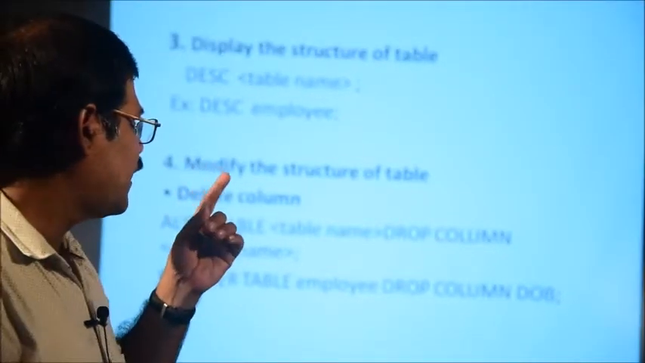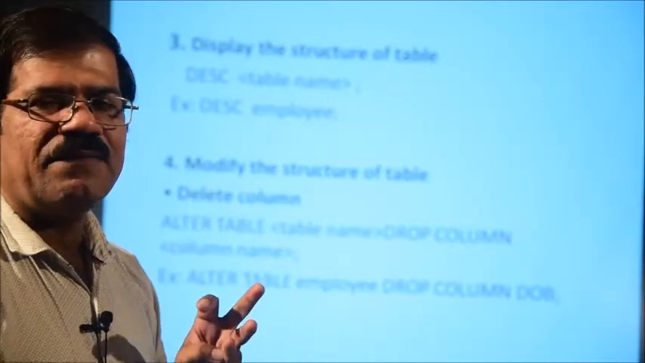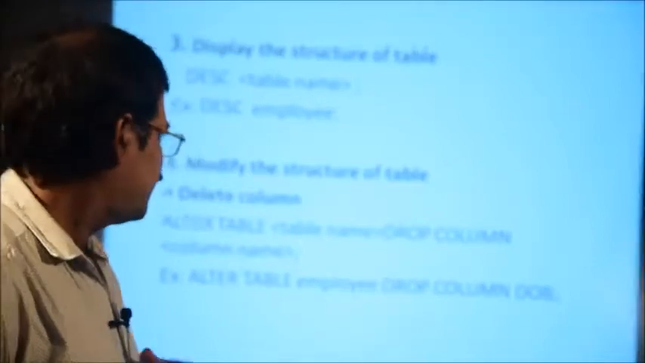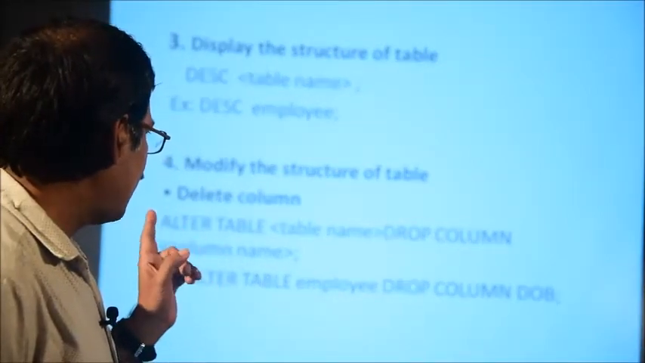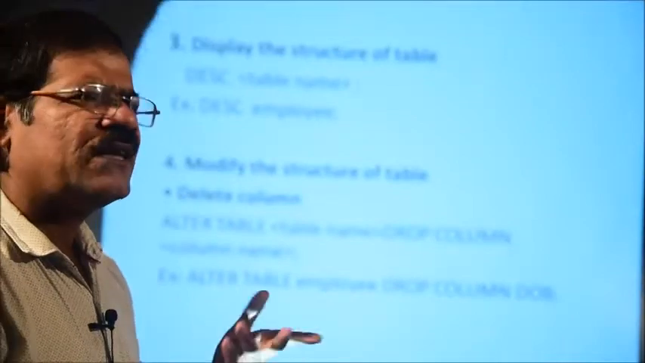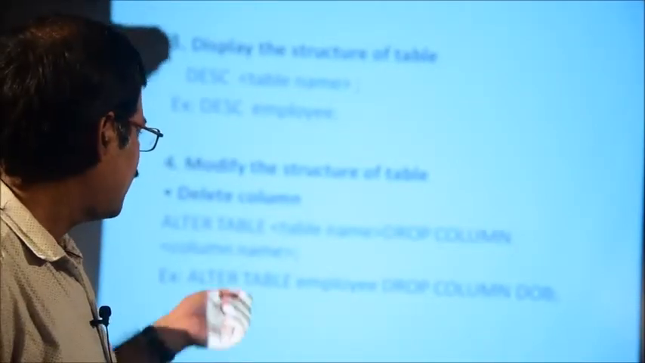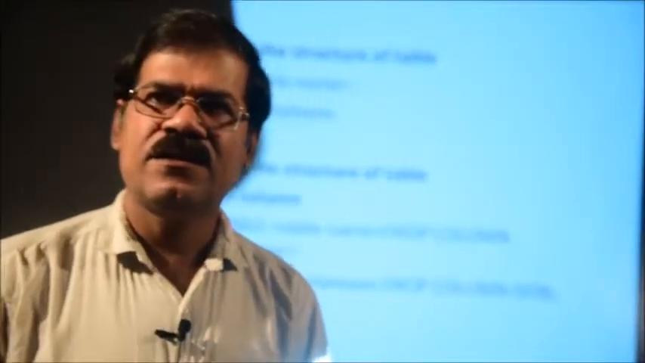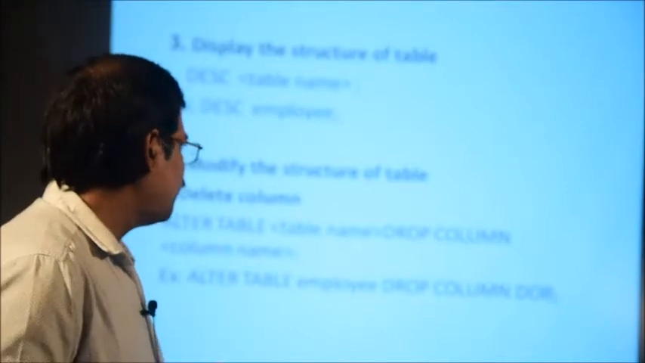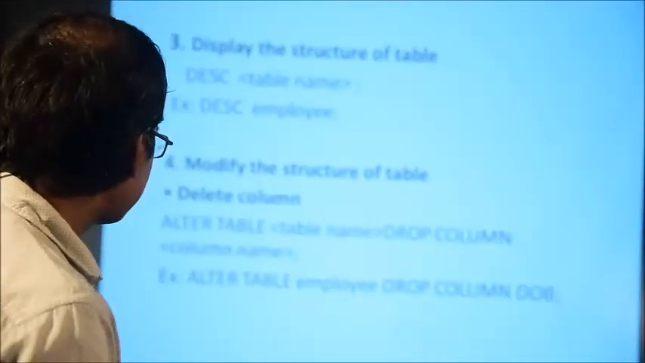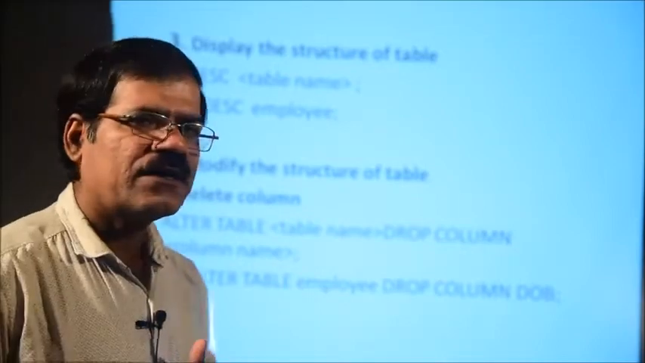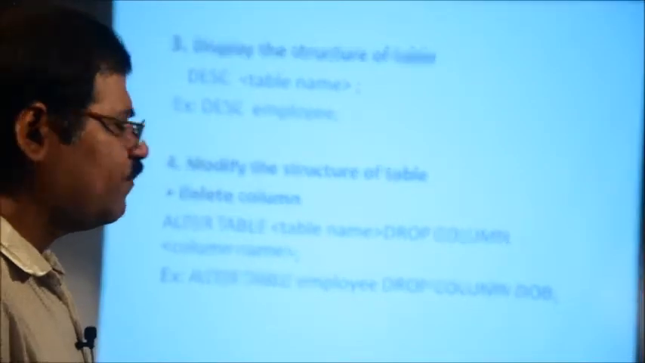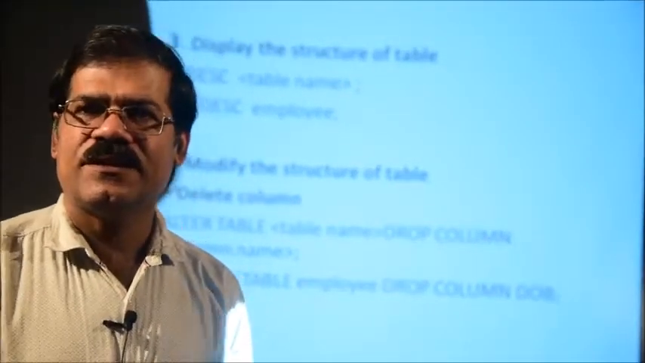The employee table already has 3 columns: name, email and date of birth. Let's say I want to delete the date of birth. So how to delete? You write alter table, and the table name is employee, or whatever table according to your choice. In this example employee is my table, and I want to delete one column from it. This is my requirement. So I write alter table employee, drop column, and which column I want to drop? DOB, date of birth.